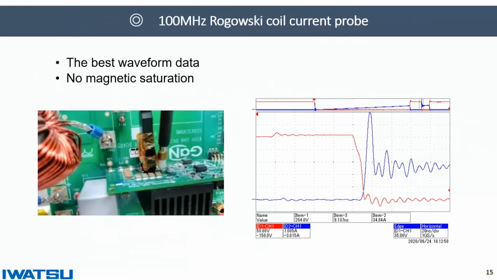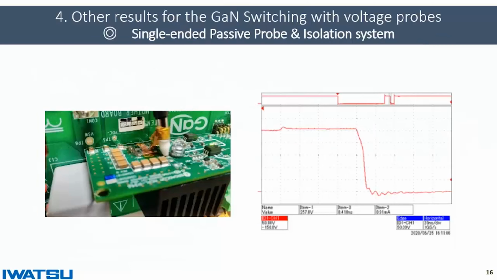The best solution is a 100 MHz Rogowski coil current probe. As you can see, the current distortion is much less than the others, and it captures a waveform that is very close to the original current waveform. With a single high voltage passive probe, the waveform distortion can be decreased by keeping wire length as short as possible.